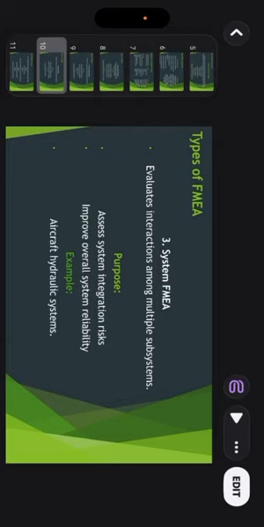So system failure mode is the SFMEA. It evaluates interaction amongst multiple subsystems. Talk about the electrical devices, the semiconductors and the conductors. So assess system integration risk, improve overall system reliability. System failure modes have to do with systems. Example: aircraft hydraulic system. We'll be looking at how this example really functions practically with the use of FMEA in some of our next sections.